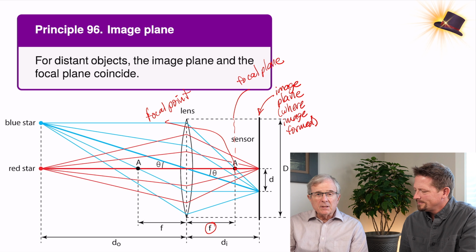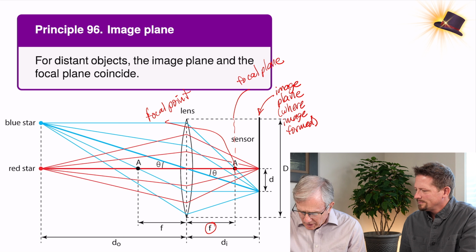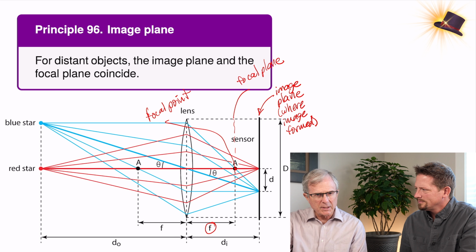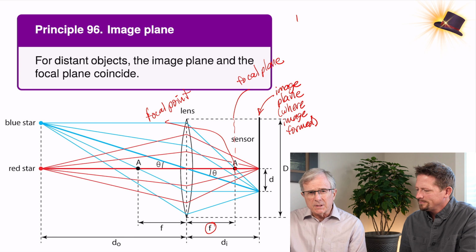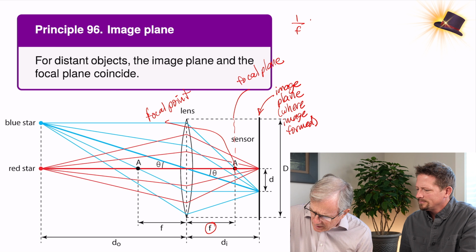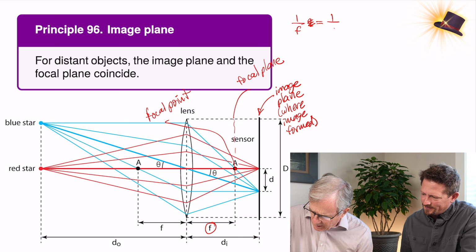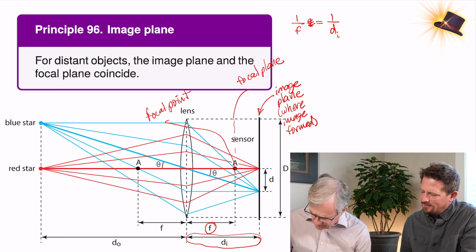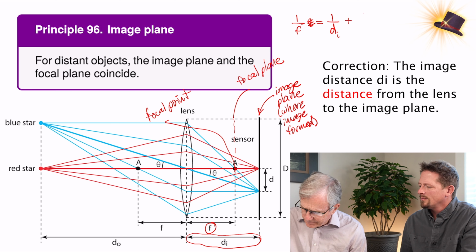So obviously you can see in this diagram that the focal plane does not coincide with the image plane. The focal plane is in front of the image plane. But what we're going to do now is to show that for distant objects, those two planes coincide. And what you need for this, and there's more detail in our book, is the thin lens equation. 1 over the focal length equals 1 over the image distance. That's this distance right here. And the image distance, di, is the distance from the lens to the image plane.